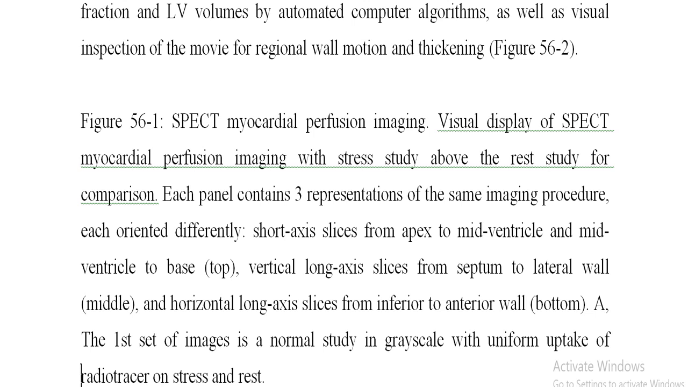Figure 56-1, SPECT myocardial perfusion imaging. Visual display of SPECT myocardial perfusion imaging with stress study above the rest study for comparison. Each panel contains 3 representations of the same imaging procedure, each oriented differently. Short axis slices from apex to mid-ventricle and mid-ventricle to base, top. Vertical long axis slices from septum to lateral wall, middle, and horizontal long axis slices from inferior to anterior wall, bottom. A. The first set of images is a normal study in gray scale with uniform uptake of radiotracer on stress and rest.